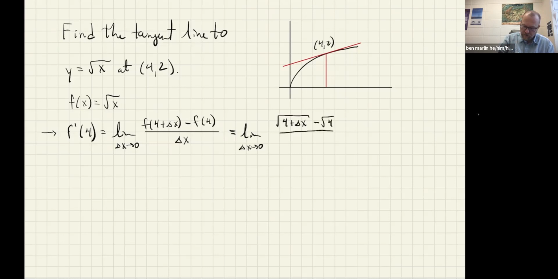You all know that the square root of 4 is 2, so we don't have to keep writing square root of 4. We can go ahead and write 2. But how do we tackle one of those? It's got those square roots. This is going to be multiplying by the conjugate. So I'm going to multiply by the conjugate here and write square root of 4 plus delta x plus the square root of 4. You could just write 2.